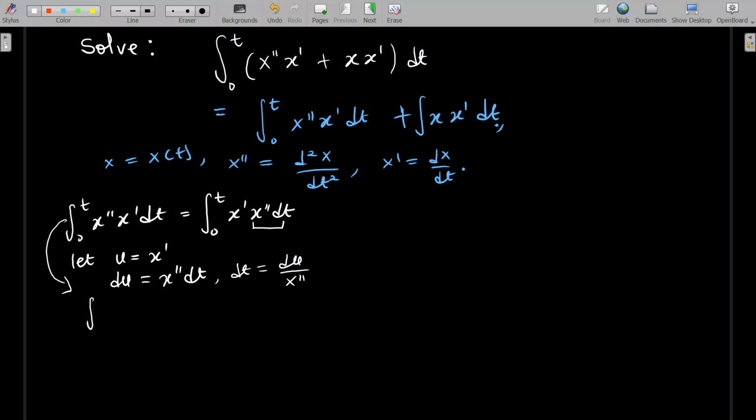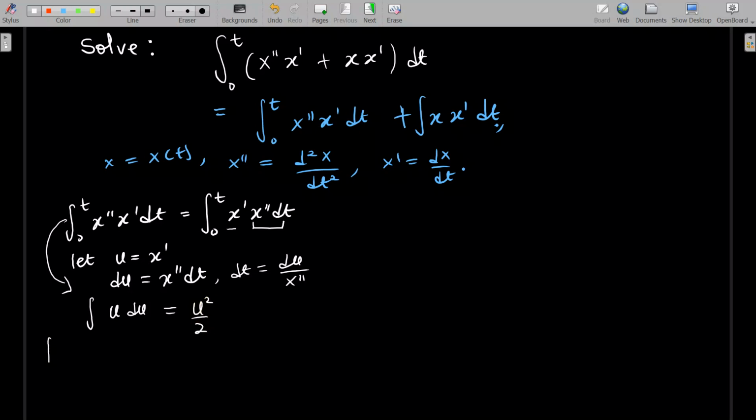Based on what I've said, this integral is going to be untidy. I'm not going to write bounds here, because ideally I'm supposed to change the bounds to u bounds, but I'm not going to do that. You can, if you want. So I'm going to write x prime as u, and x prime prime dt is actually du.